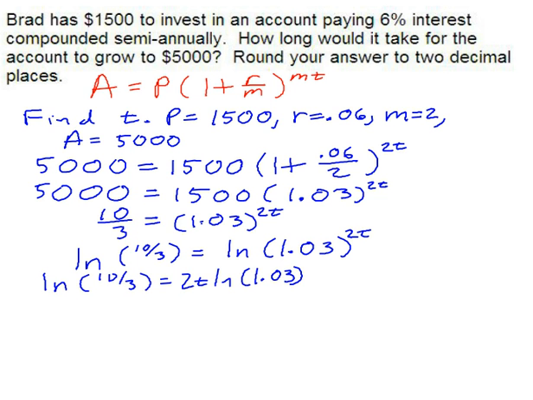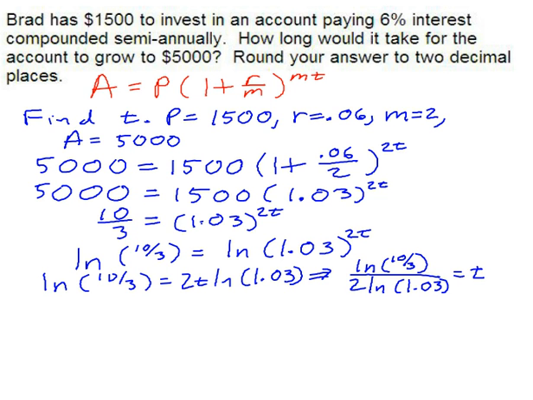Now remember, the natural log of 1.03 is just a number. You'd plug it into your calculator, and it would tell you the value. And so 2 times it is also just a number. So we're going to divide both sides by 2 times the natural log of 1.03. What we next have to do is plug this all into our calculator. So t will be the natural log of 10/3 divided by 2 natural log of 1.03.